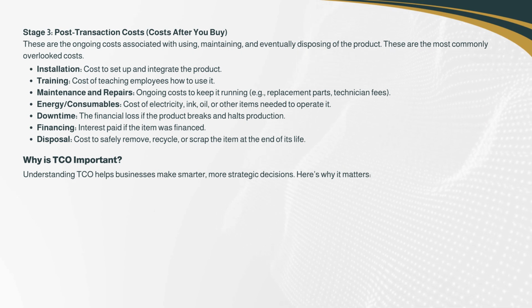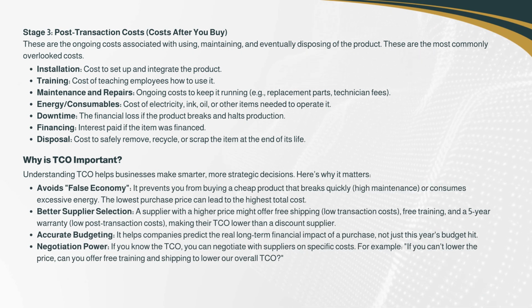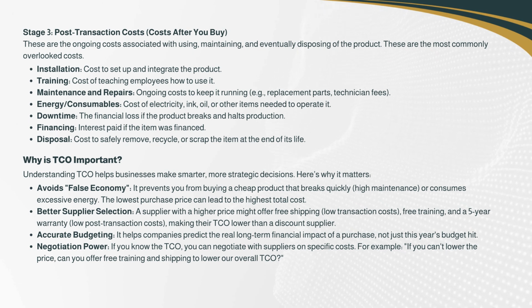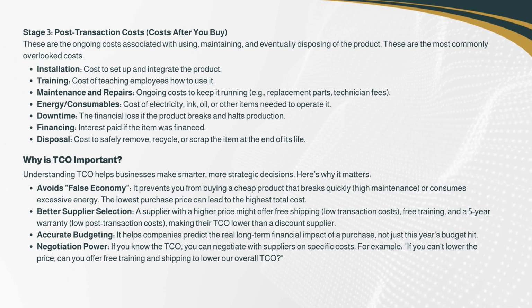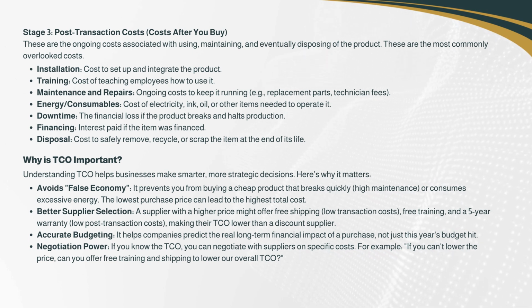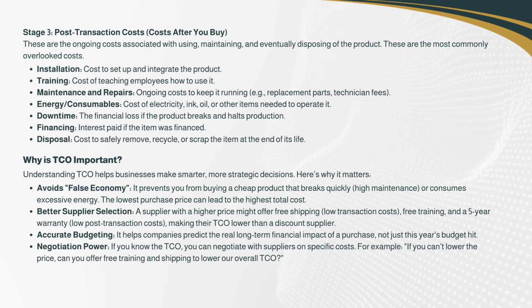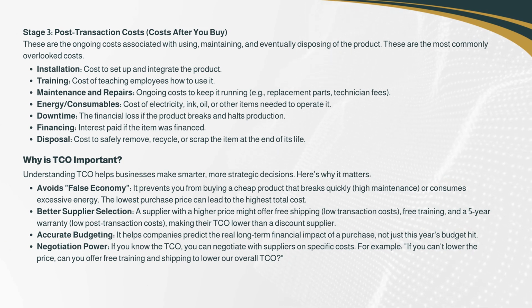Here's why it matters. Avoids false economy. It prevents you from buying a cheap product that breaks quickly, has high maintenance, or consumes excessive energy. The lowest purchase price can lead to the highest total cost. Better supplier selection. A supplier with a higher price might offer free shipping, low transaction costs, free training, and a 5-year warranty. Low post-transaction costs, making their TCO lower than a discount supplier.